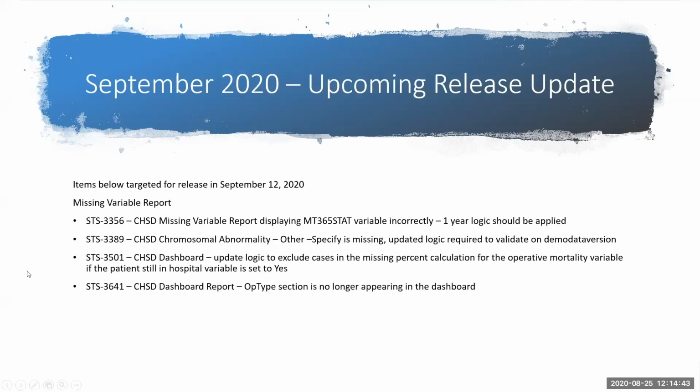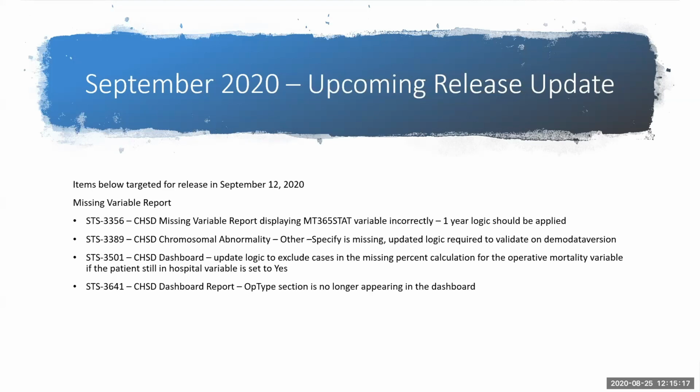Looking to next month, September 2020, currently slated for the 12th. Starting with the missing variable report, we have STS 3356 in regard to the status at 365 days after surgery. That variable has been reported as not appearing when it should and appearing when it should not. So we are looking at updating the logic to include that 1 year logic, which should address both scenarios.